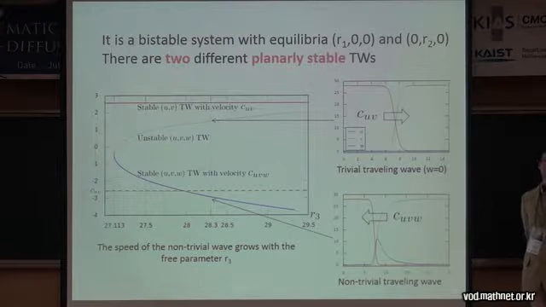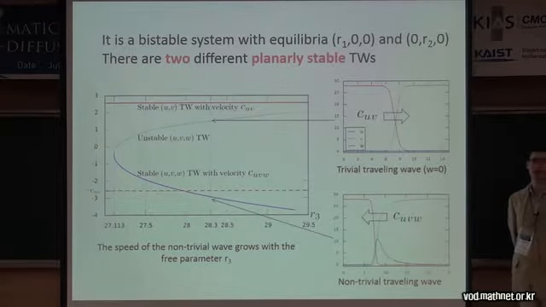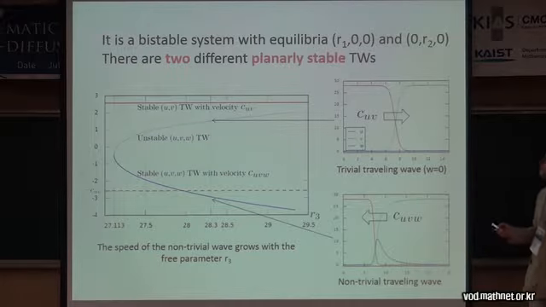So this system is a bistable system, and the two stable equilibria are the equilibrium corresponding to the carrying capacity of the first species and the carrying capacity of the second species. And we want to look for traveling waves connecting these two equilibria. It can be shown, in some cases for some parameters also analytically, but in our case numerically, that there are two different planarly stable traveling waves. So the global structure as the parameter r3 varies is as shown in this diagram.